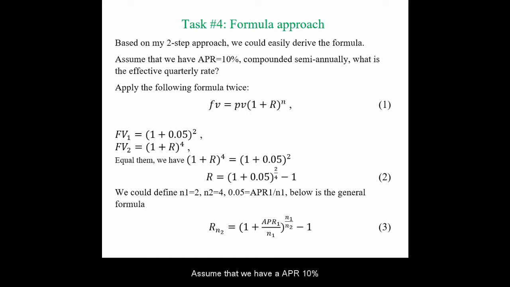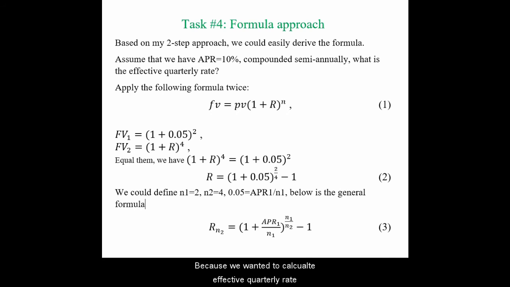Assume that we have APR 10% compounding semi-annually. What is the effective quarter rate? We did it already, but here I just repeat. We apply the following future value formula, equation number 1, twice. First one, future value 1, we know the effective semi-annual rate is 5%. Within 1 year, we have 2 periods.